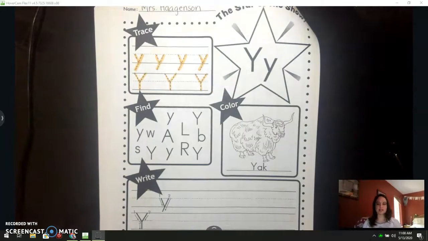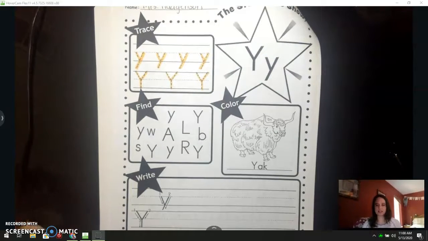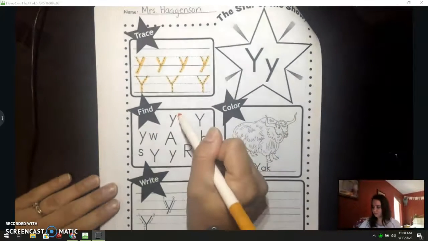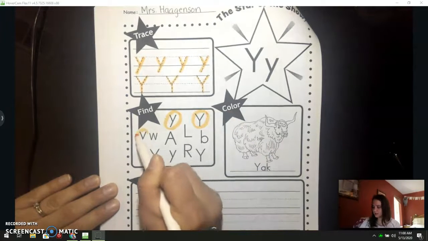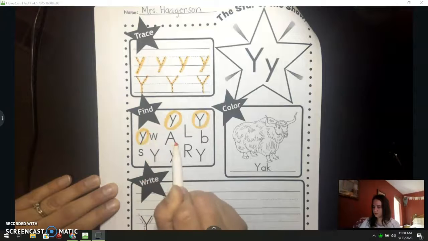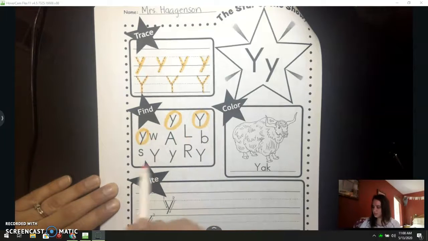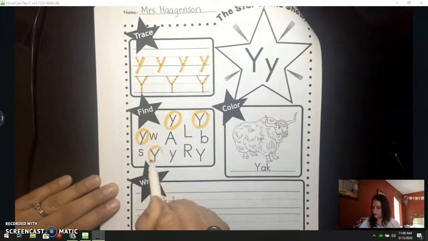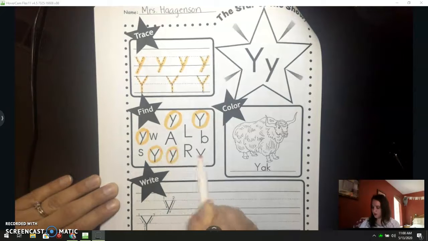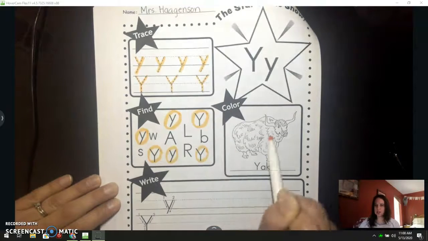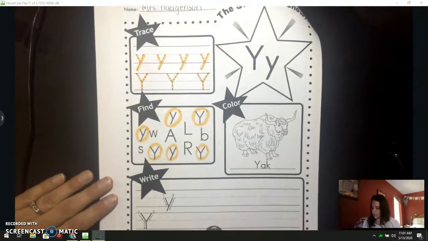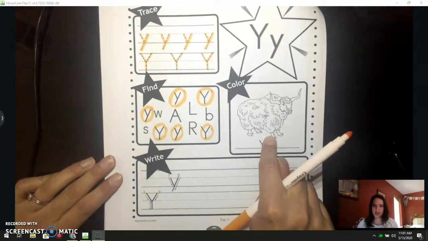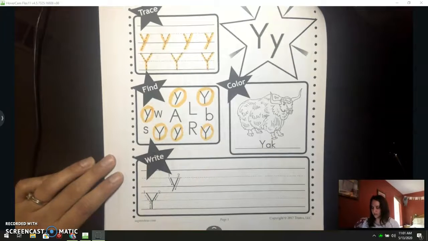Those are my Y's. This says find. Let's find our Y's. Y, Y, Y, W, A, L, B, S, Y, Y, R, Y. This says color. This is a picture of a y-a-k, yak. And so I am going to color my yak after I write my Y's.